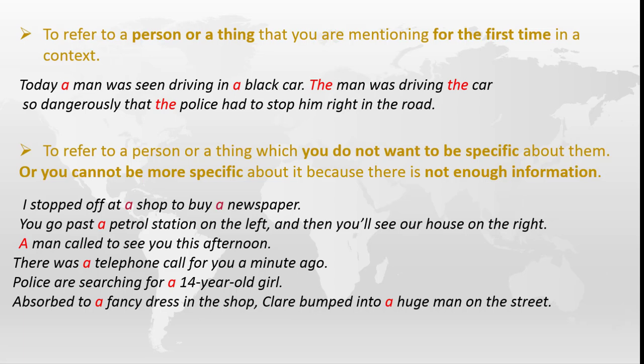So also the black car is what we are just mentioning for the first time, but in the next sentence we see the same words, man and car, proceeded there by the definite article, because now it's already been mentioned and introduced to the listener or the reader. So we don't need to use a anymore.